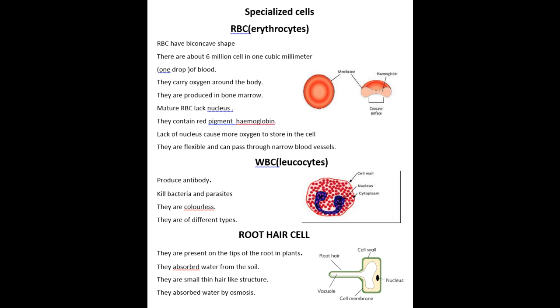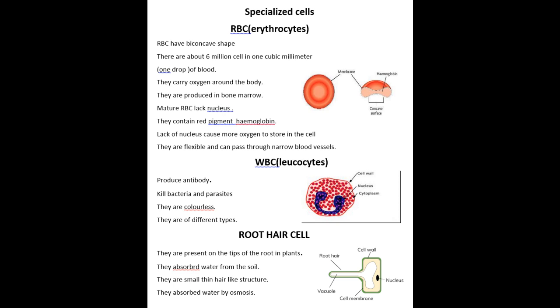They absorb water from the soil. They are present on the tips of the roots. They are present on the underground parts of the plant, like on roots. There are tiny hair-like structures. They are made up of root hair cells. Their main function is to absorb water from the soil. As you all know, we water the plants through soil, and the water is absorbed by root hair cells into the roots, and then to the stem and to the branches, and then to the other parts of the plant like leaves and the fruits and the branches, etc.